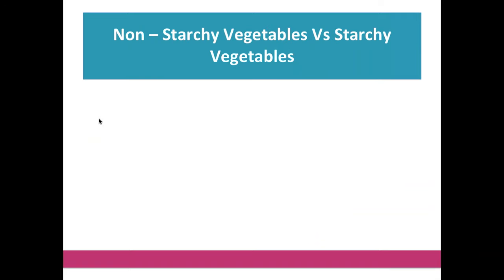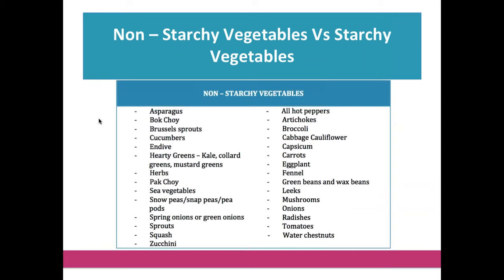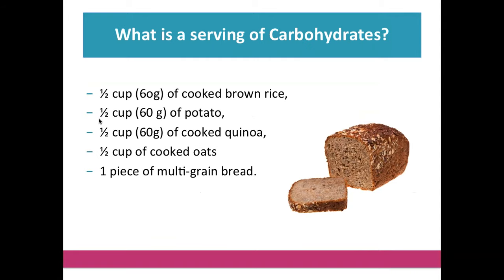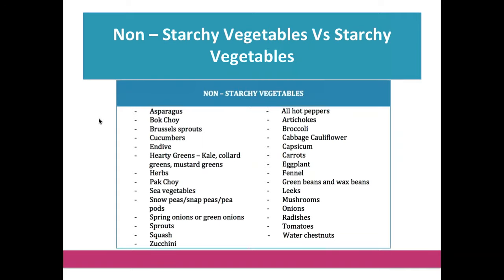Non-starchy vegetables versus starchy vegetables. Here is a list of all of your non-starchy vegetables. So if you're thinking of starchy vegetables, it's things like potatoes, sweet potato, actually corn is one as well, pumpkin. They're all starchy vegetables, okay? So I want you to consider your starchy vegetables in your servings of carbohydrates. So half a cup of carbohydrates, half a cup of starchy vegetables. But with your non-starchy vegetables, I'm going to give you free reign for it.